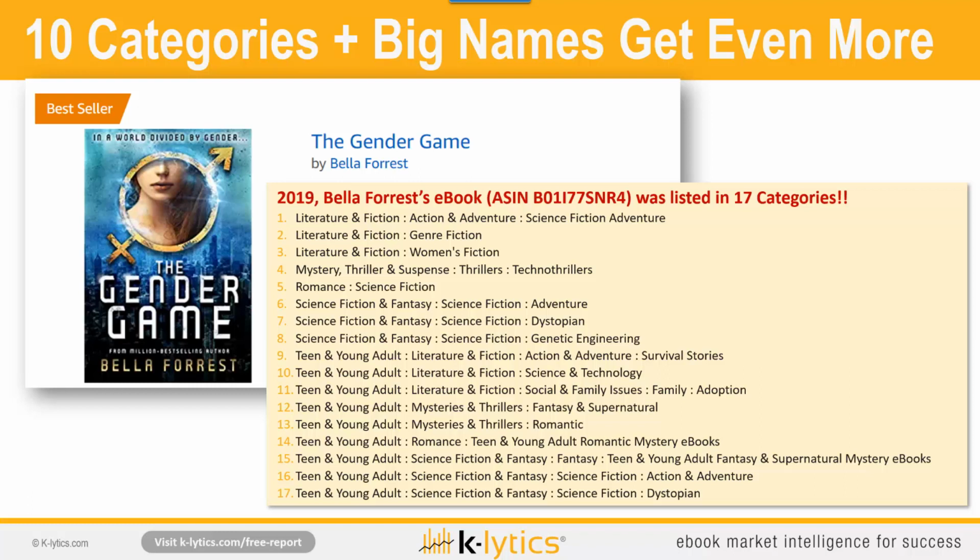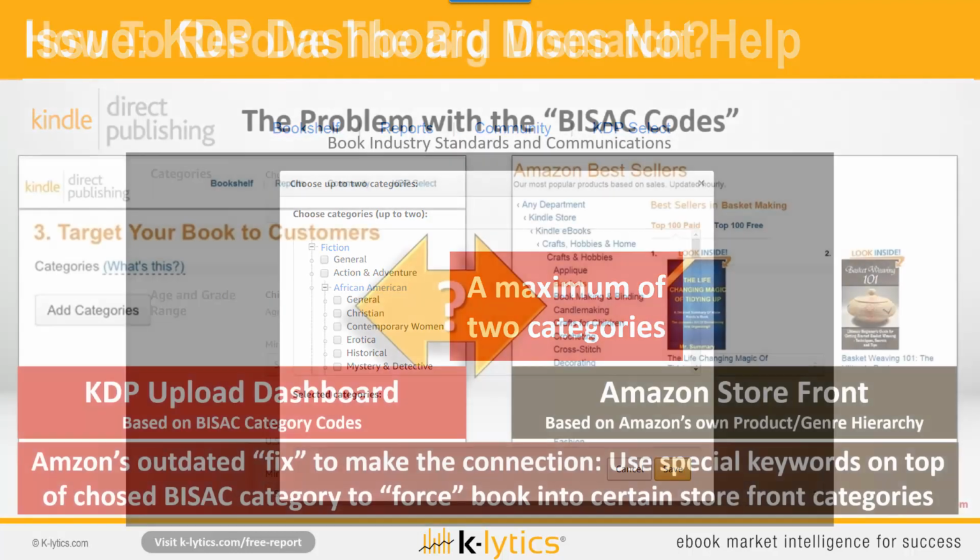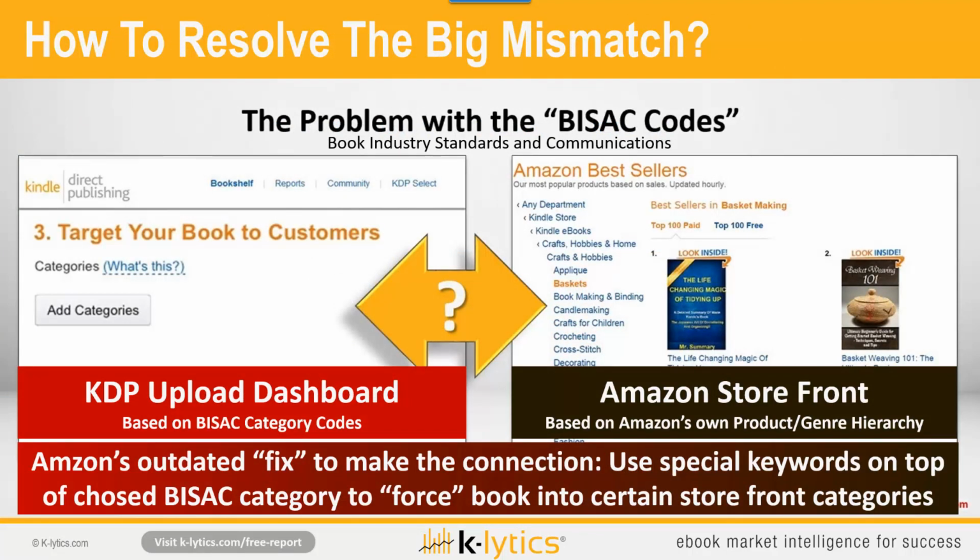For example, here, Bella Forest, especially if you have an Amazon rep, if you're a big hitting author, you can even get into more than 10 categories. And here, Bella Forest's book was listed in like 17 categories last year. The issue is obviously that the KDP dashboard does not help a lot, because these categories will not be the ones you find in the Amazon storefront, and they are also confined to 2 for selection. The problem is that on the left hand side, the KDP upload dashboard is based on an industry classification, the so-called BISAC codes, and Amazon had a bit of an outdated fix to make the bridge between the left hand side and the right hand side, the Amazon storefront, which is based on Amazon's own product and genre hierarchy tree.